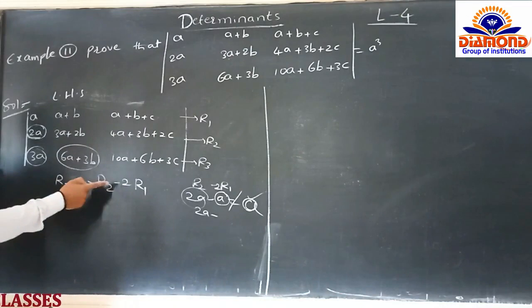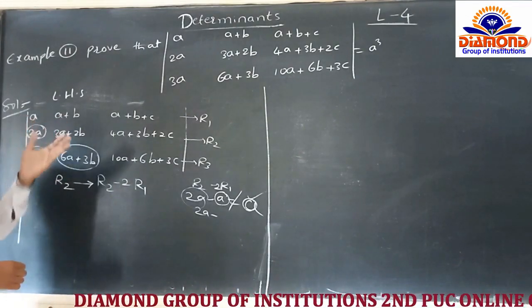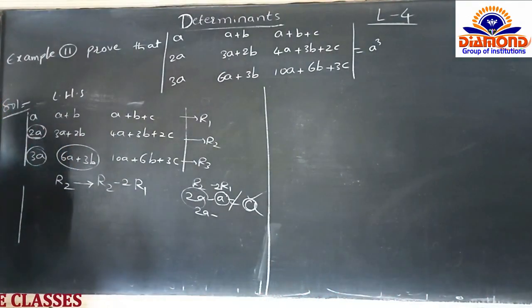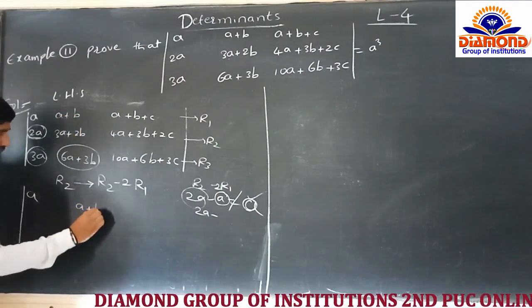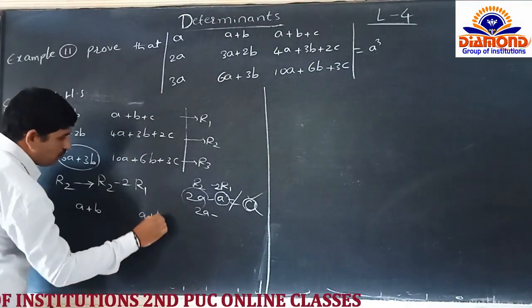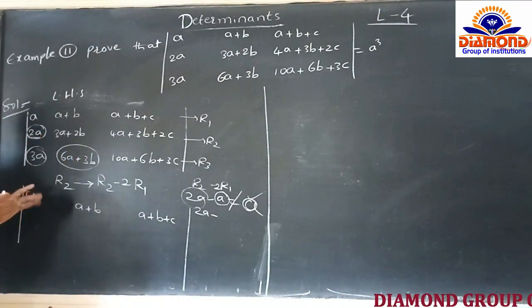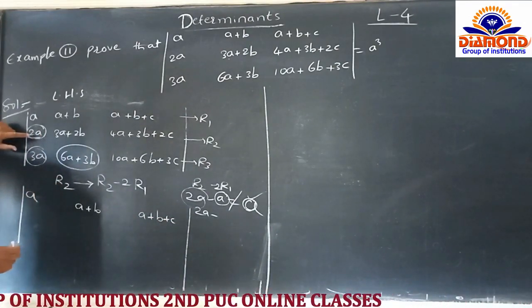Now I will apply this operation. Are we doing any operation for R1? No, sir, we are not. So we write it as usual: first A, then A plus B, then A plus B plus C. Next, we are doing the operation for R2.